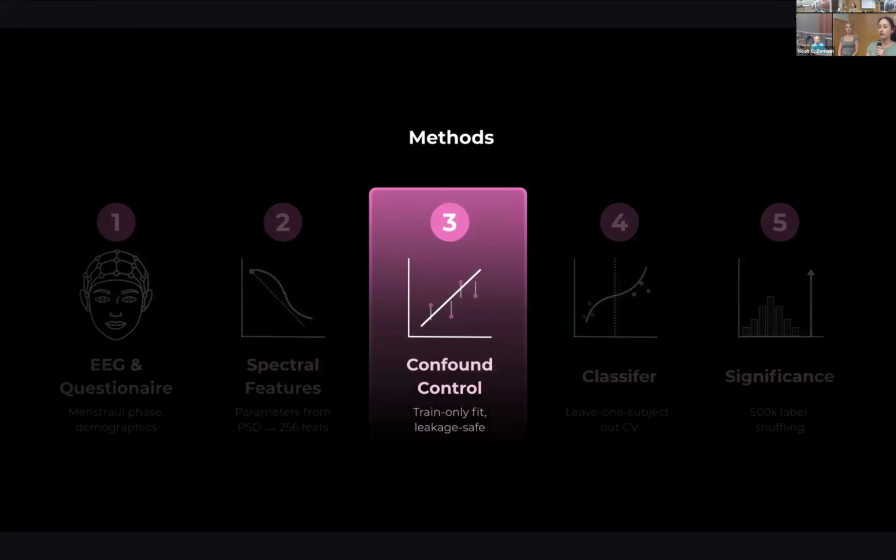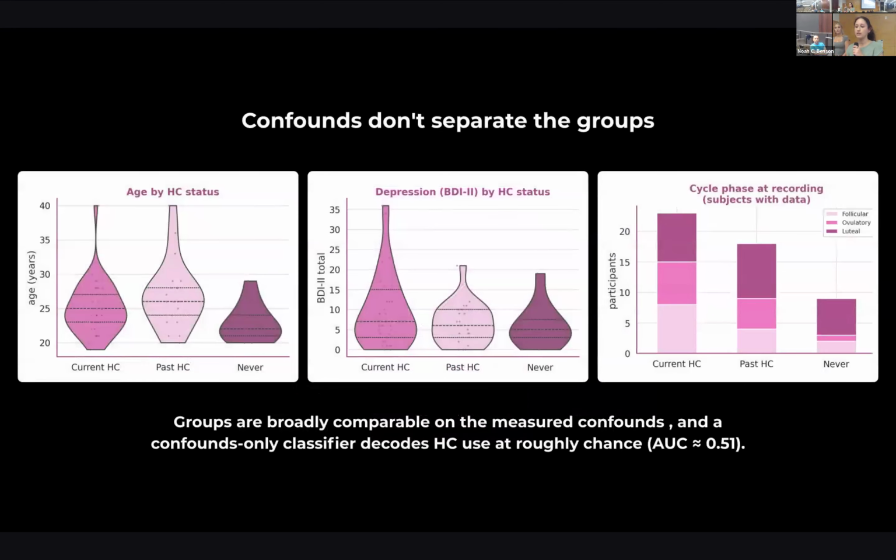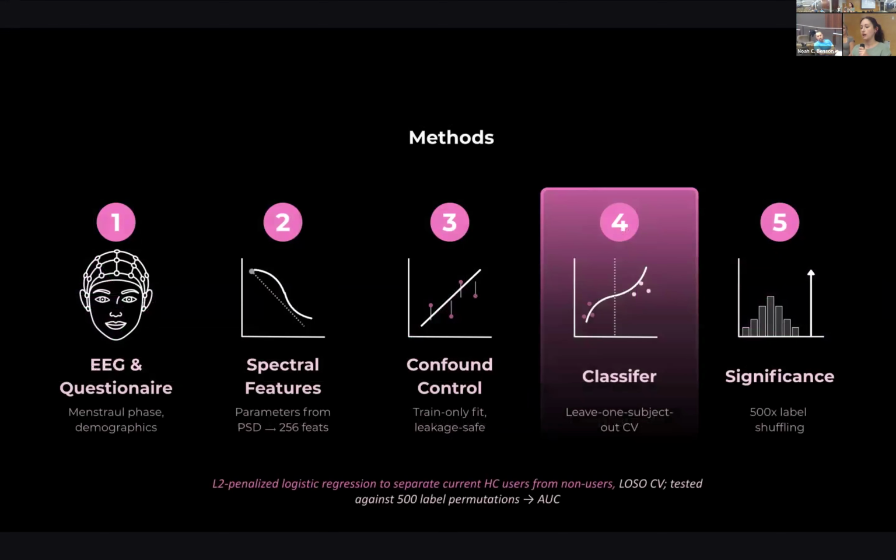Awesome. So first we did a confound control just to make sure that none of the other variables that we would be inputting into our classifier would reliably classify the subjects into the group of using versus not using hormonal contraceptives. As you can see, the confounds don't separate the groups. So the confounds only classifier decoded hormonal contraceptive use at roughly chance.